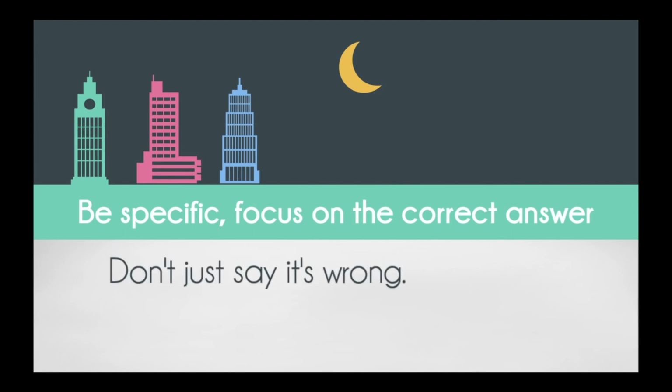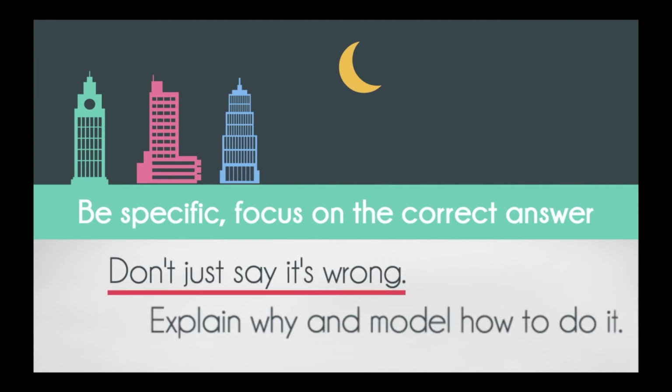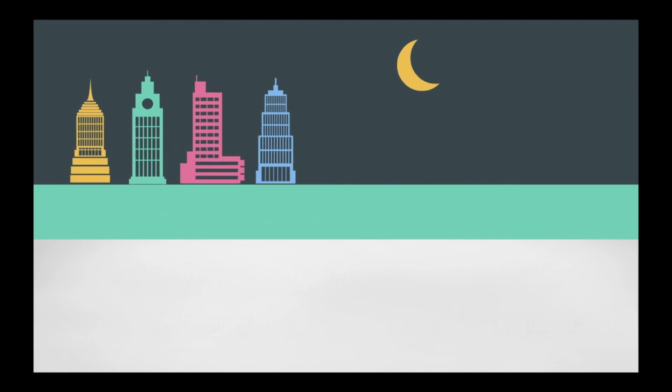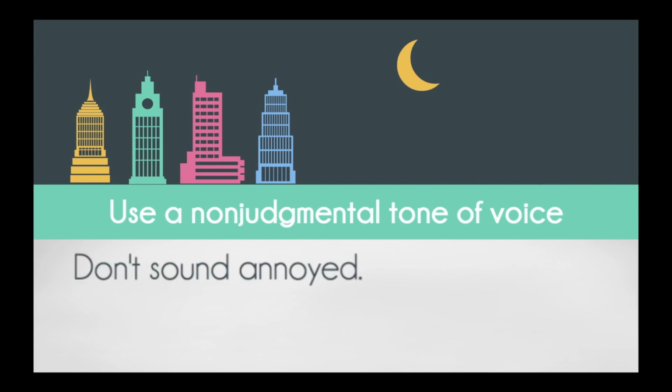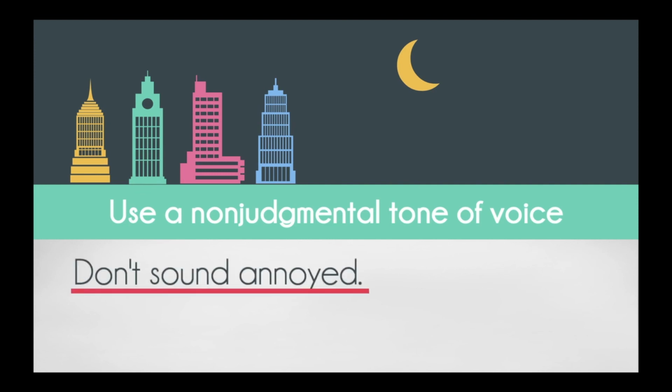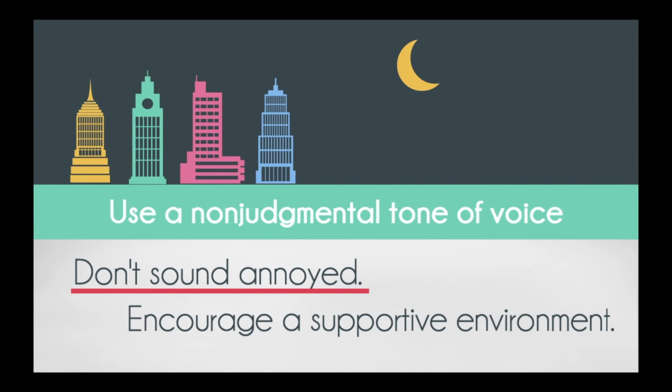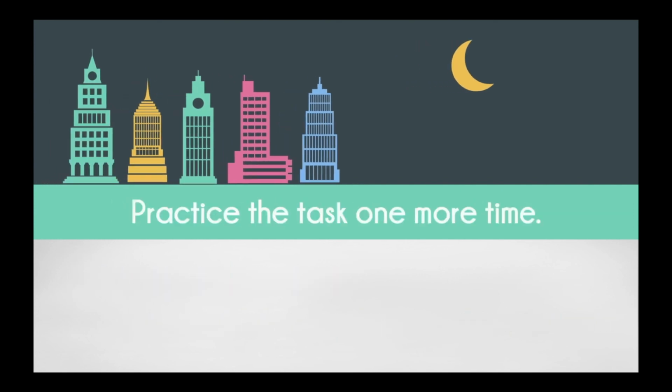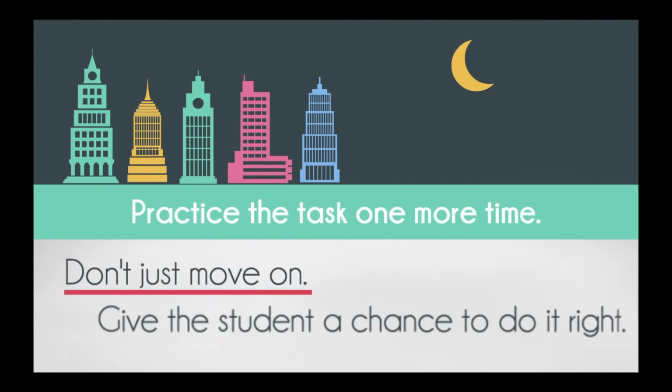Give specific information that focuses on the correct answer. Instead of just saying no, or even no, that word is fate, explain that the E makes the A say its name, and then have the student repeat the correct word. Use a non-judgmental tone of voice. One way to keep error corrections positive is to keep a happy tone and not sound annoyed. Having a supportive environment encourages students to keep trying as they are learning instead of shutting down. Finally, always have the student practice it correctly before moving on. Give the student a chance to try it again and support them if they still need help.